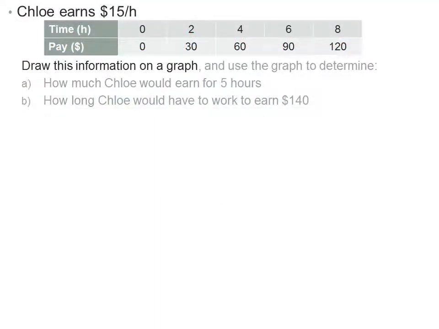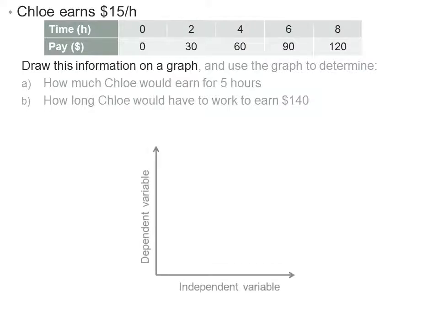Well, first let's draw the graph. Now remember our convention. The independent variable goes horizontally and the dependent variable goes vertically. What are our two variables here? Time and pay. Which one depends on which? Try putting them in a sentence. Does the length of time Chloe works depend on how much pay she's given?